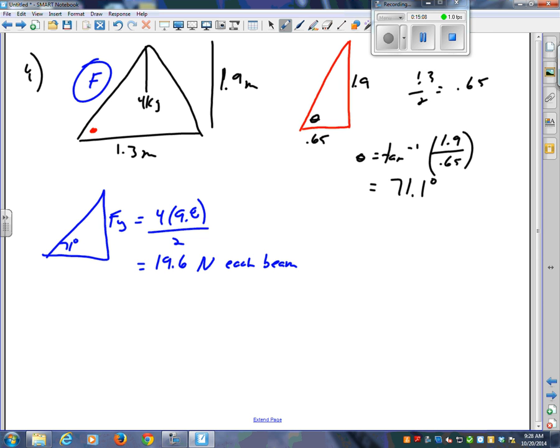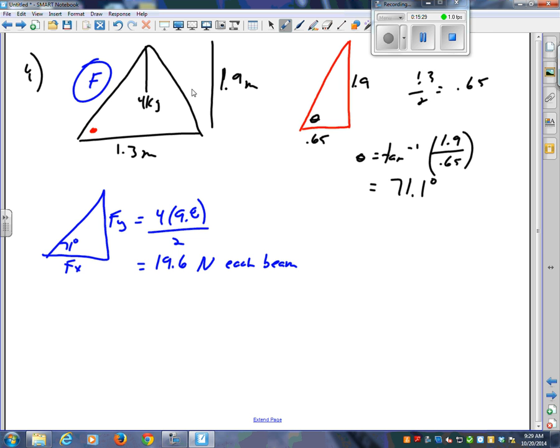Well, the question says how much compression is there in each beam, right? If we do one, the other one's going to be the same. I divided by 2 because the 4 kilograms is shared: half, 2 kilograms on the left beam, 2 kilograms on the right beam. So now what is my Fx?